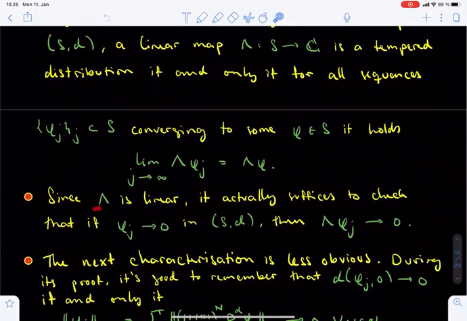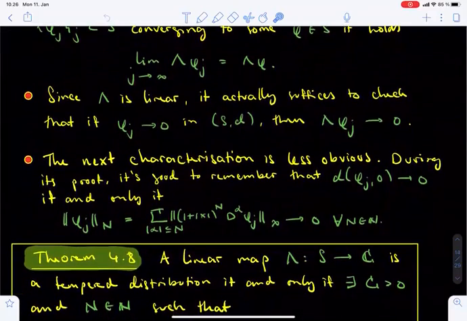The second remark is that, since lambda is assumed to be linear, its continuity is equivalent to continuity at the origin. In other words, if you need to check the continuity of a linear map lambda on the space of Schwartz functions, it suffices to take a sequence of Schwartz functions phi j converging to 0 and verify that the values lambda of phi j also converge to 0.